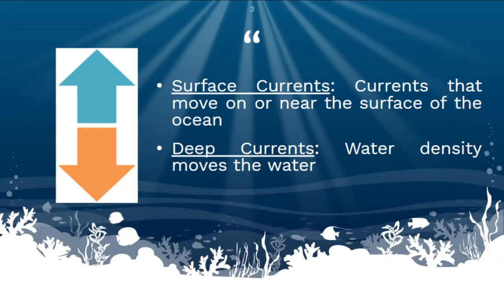Surface currents and deep currents, it's pretty much where they are located. If it's on or near the surface, it's going to be a surface current. If it's below, it's going to be deep.